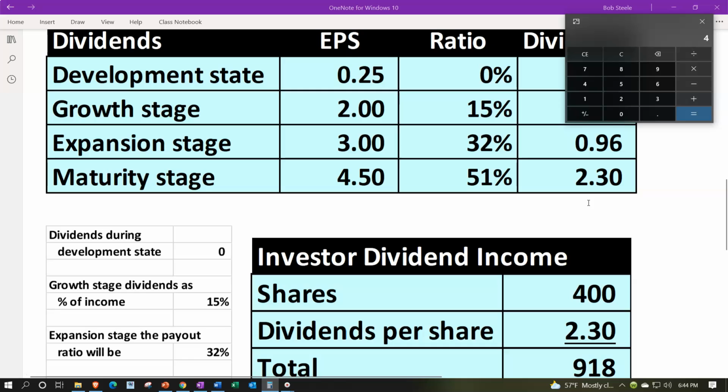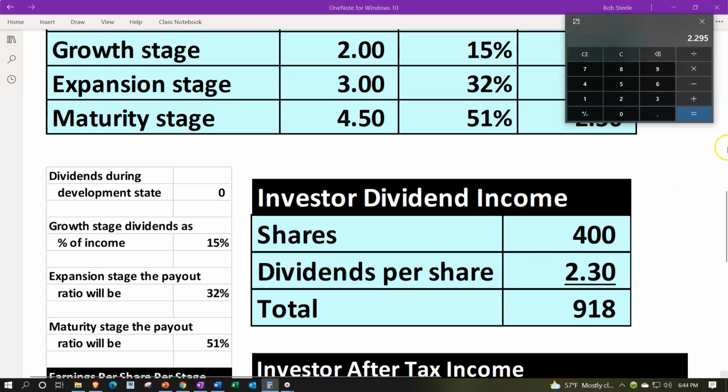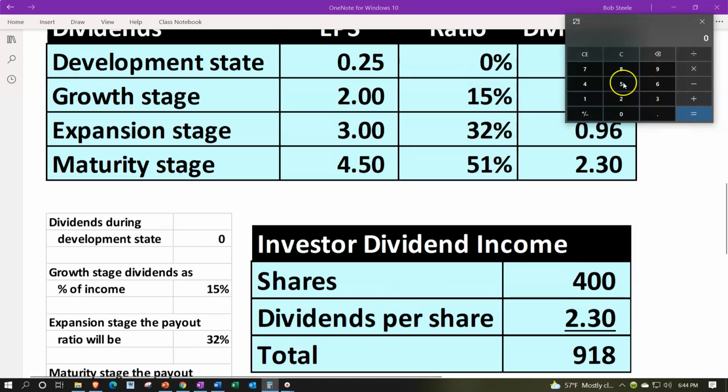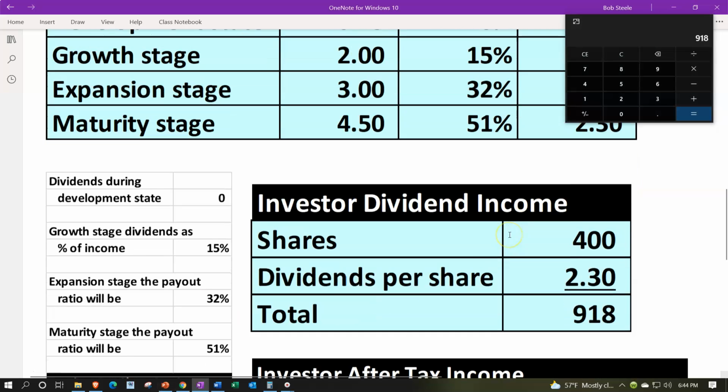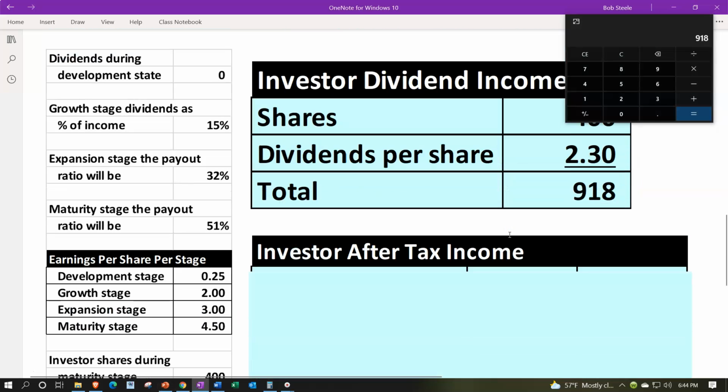So 4.5 times 0.51 came out to 2.295. And if we take that times the 400, let me do it one more time here. 4.5 times the 0.51 is going to give us our 2.295. If we take that then times the 400, that's going to give us our 918. So you've got to deal with the rounding that would be involved there.